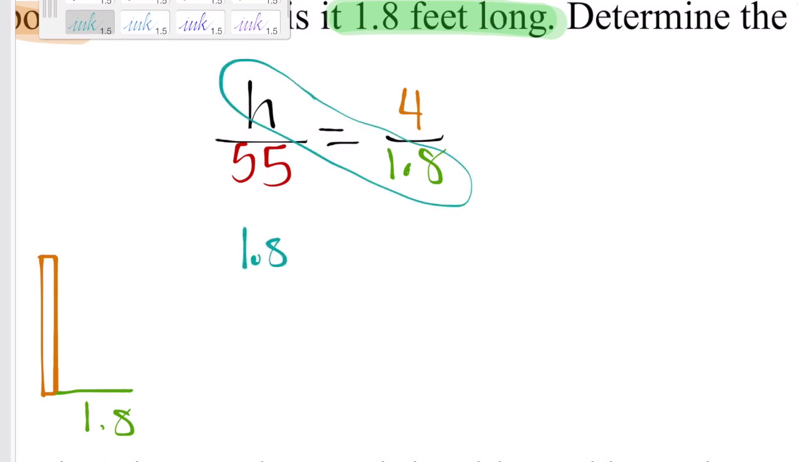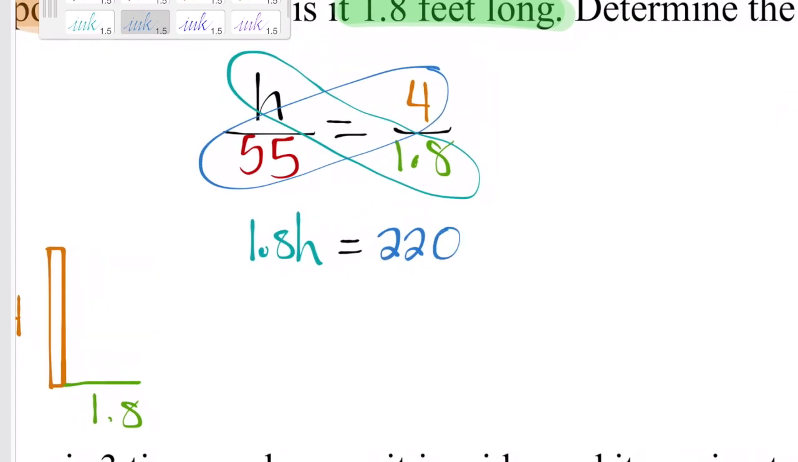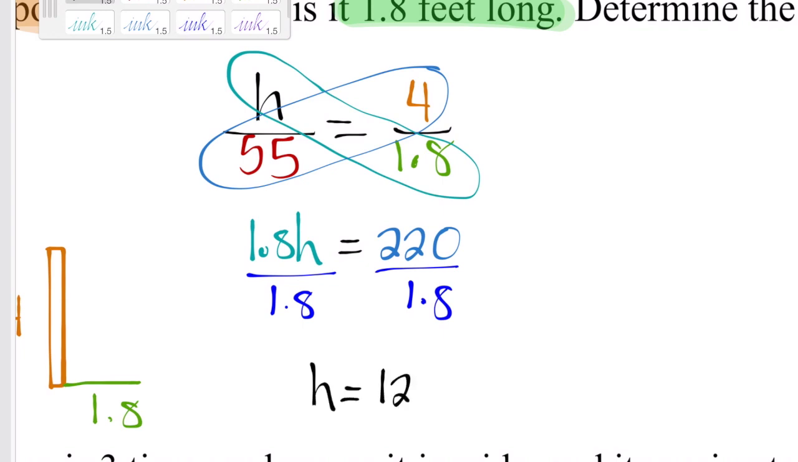So I've got 1.8 times the height. And that's going to be equal to 4 times the 55, which gives me 220. And so I'm solving for h, I'm just going to divide. And the height of the building ends up being 122.2 feet.